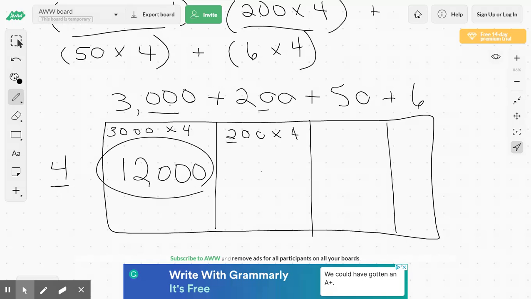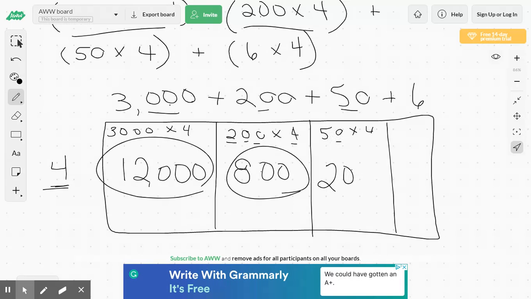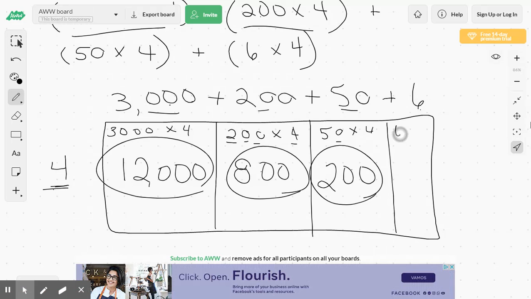So here, 2 times 4 is 8. And then I see 2 zeros, so I'm going to place down 2 zeros. Then in this box, I'm going to look up to the 50, over to the 4. This is 50 times 4, which is the same as 4 times 5 is 20. I see 1 zero, so I'm going to place that 0 there. Here, I'm going to look up at my 6, over to my 4. 6 times 4, which is again exactly what I did in each of these, is 24.